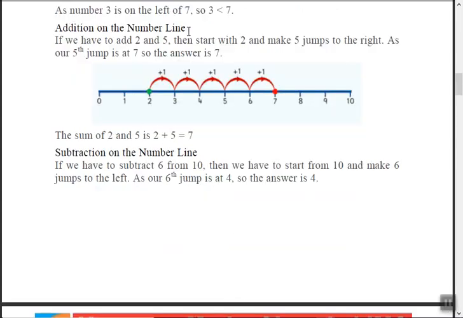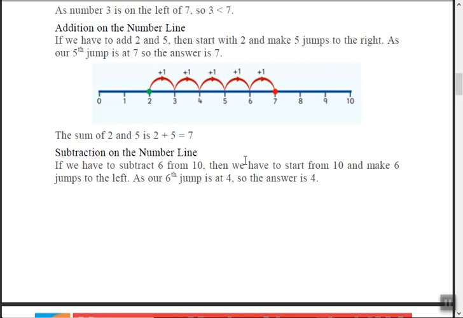Now addition on a number line. Suppose I tell you to add 2 and 5, it's very easy. You'll say 2 plus 5, 7. Okay, but how to show it on the number line? See here, first take 2 and then go on counting 5 gaps: 1, 2, 3, 4 and 5, and you come to 7. So that way it is shown on the number line.